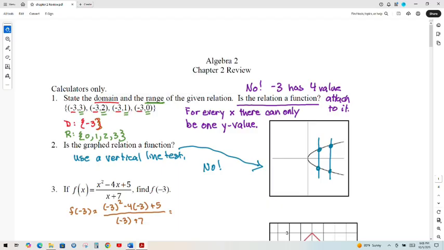Okay, so in this case, we would get, or do it in your head even. So we could do this one in our head. We would end up with 9 - 4 times -3 is a +12, and then you get the +5. On the bottom, you have -3 plus 7, which we know is 4. And then you can add the top together, you get 26. But remember, go ahead and reduce it down to 13 halves. Okay? So now let's go on to problem number 4.